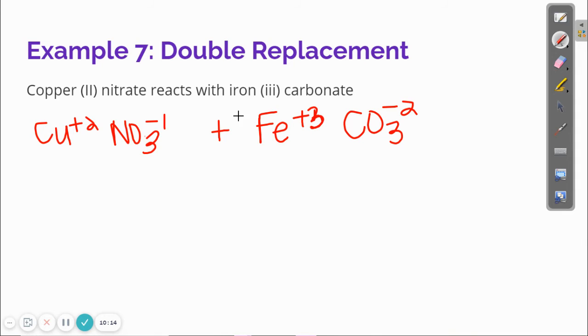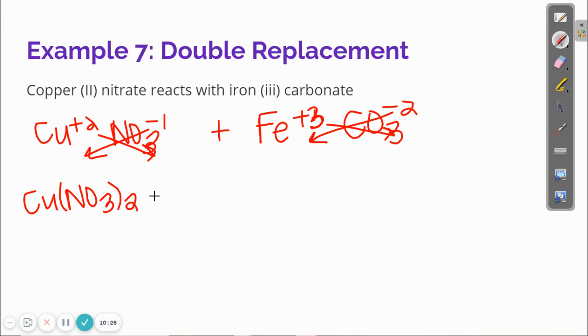Okay, we're good. All right, so now I'm going to crisscross so I can get my actual formula that I'm starting with, get my correct reactants formula. So I end up with Cu(NO3)2 plus Fe2(CO3)3. Okay, so that's what I'm starting with.